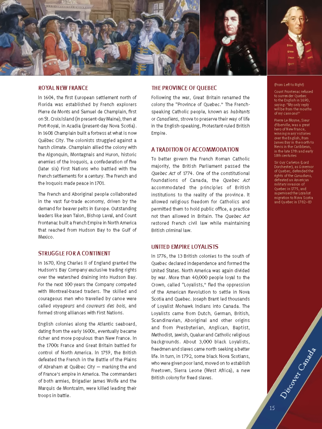The Loyalists came from Dutch, German, British, Scandinavian, Aboriginal, and other origins, and from Presbyterian, Anglican, Baptist, Methodist, Jewish, Quaker, and Catholic religious backgrounds. About 3,000 Black Loyalists, freed men and slaves, came north seeking a better life. In turn, in 1792, some Black Nova Scotians who were given poor land moved on to establish Freetown, Sierra Leone, West Africa, a new British colony for freed slaves.